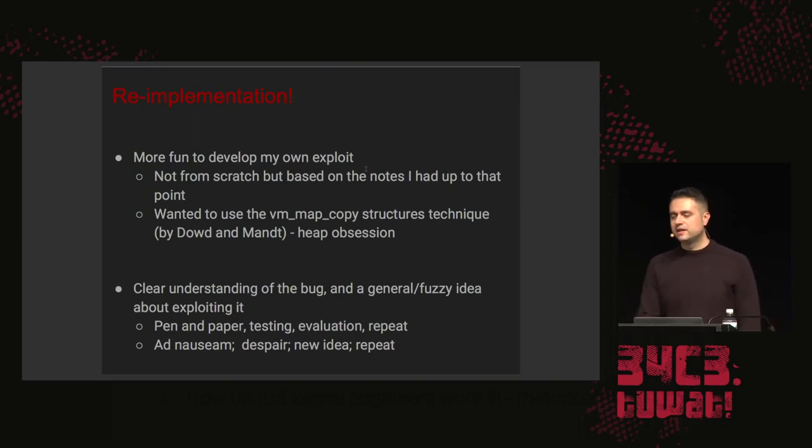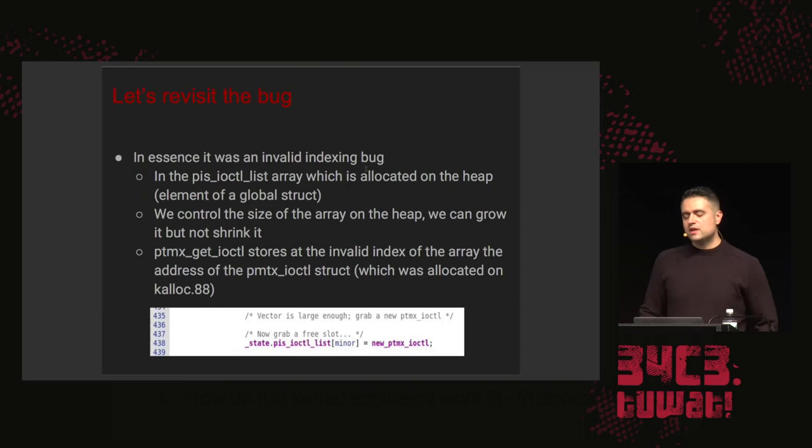Okay, so at that point, I had a clear understanding of the bug, of what it was, and I had a general idea about how to exploit it. And if you've done that, you know it takes a lot of pen and paper. You develop ideas on paper, then you go test them, and they don't work, and then you design them again, and again, and you fail, and you despair, and then you suddenly have an idea, and you stay up until 5 in the morning for two nights testing things, and they don't work, and then you despair again, ad nauseam. But eventually you get somewhere. So let's talk about exploitation now.